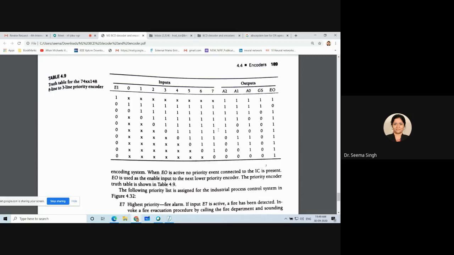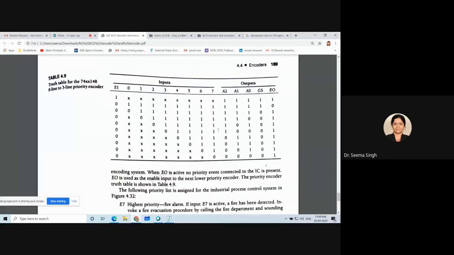You people have seen how we were using the enable pins of the decoder. We were playing around with the enable pin of the decoder to cascade. In the same way, an encoder can also be cascaded, and to cascade it we require these two specific pins. One is GS, that is group select, and one is EO, that is enable output. Enable input is just to enable the IC. Enable output and group select are used for cascading the two ICs.